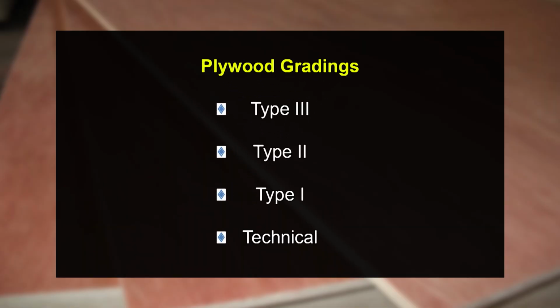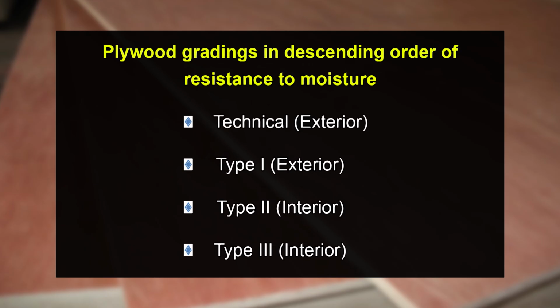The gradings are Type 3, Type 2, Type 1 and Technical. They are graded in descending order of resistance to moisture as Technical, Exterior, followed by Type 1 Exterior, followed by Type 2 Interior and lastly Type 3 Interior. Their face veneers are virtually free of defects.